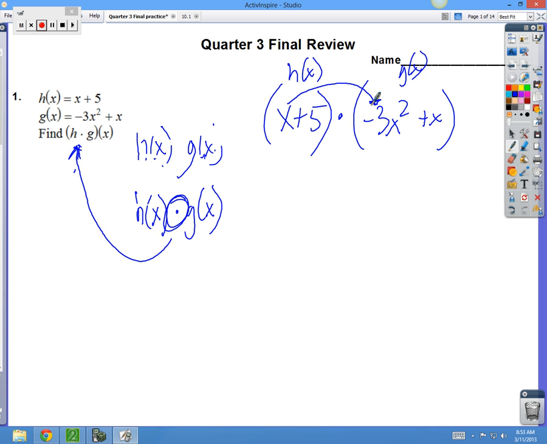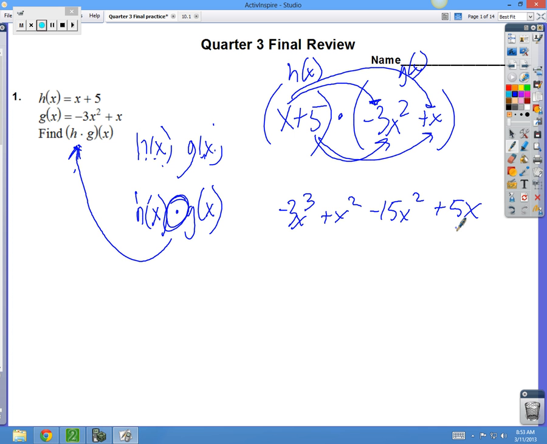X times negative 3x squared is going to be negative 3x cubed. X times x is x squared. 5 times negative 3x squared is a negative 15x squared. 5 times x is 5x. So you multiply and you end up with 4 terms. Of those 4 terms, your center two are like terms. You can combine those like terms. What's x squared minus 15x squared?